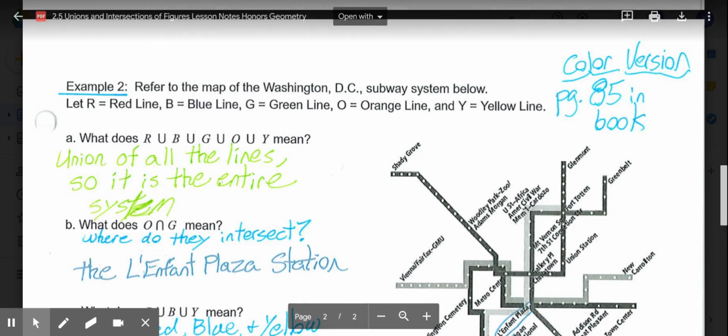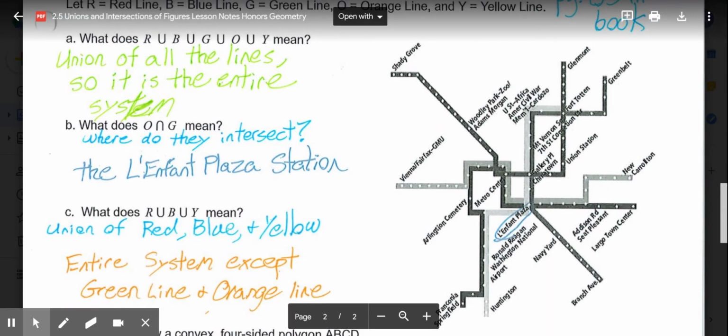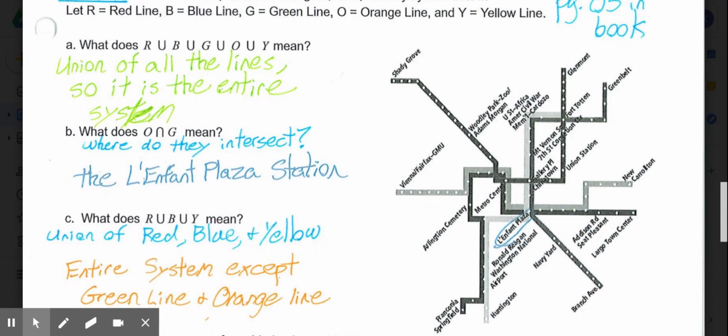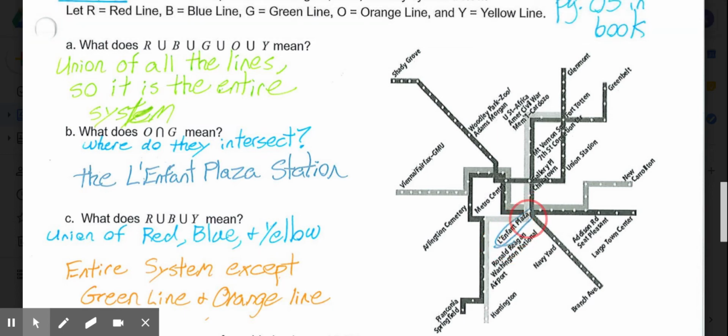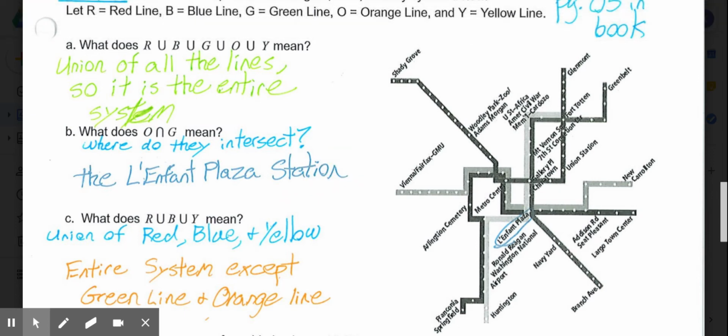Question A says, what does R union B union G union O union Y mean? Well, it's the union of all the lines, so that would mean it's the entire subway system. In B, what does the intersection of the orange line and green line mean? It's asking us where the orange and green lines intersect. If I find my orange and green lines, they intersect here at L'Enfant Plaza. So the answer, the intersection of the orange and green lines, is L'Enfant Plaza station.